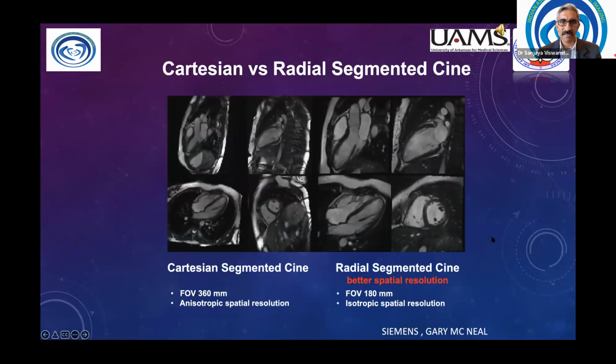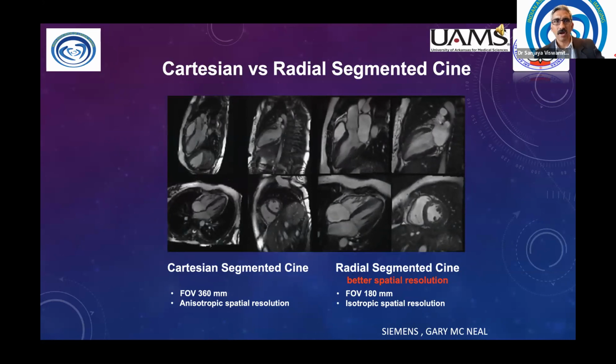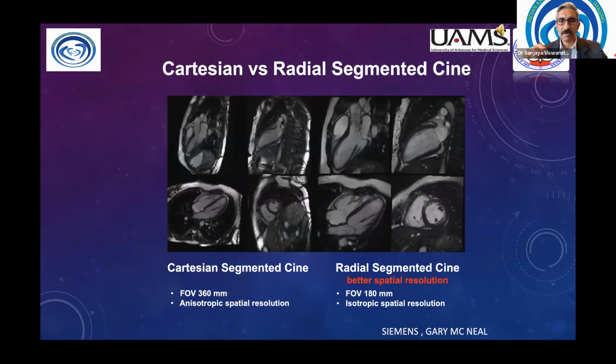These are just examples taken from Gary McNeil, who is a Siemens expert, who shared these images with me, showing radial segmented cine images on the right and Cartesian segmented cine images on the left. These are older images, and I'm sure that we get much better images now, but this nevertheless shows you that radial k-space is one option that we have. I'm sure all of you, if you go back and look at your system, will be able to see an option where you can choose radial filling as well.